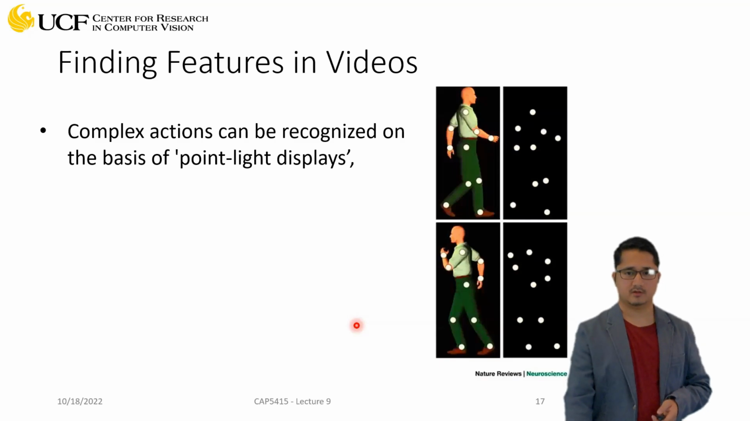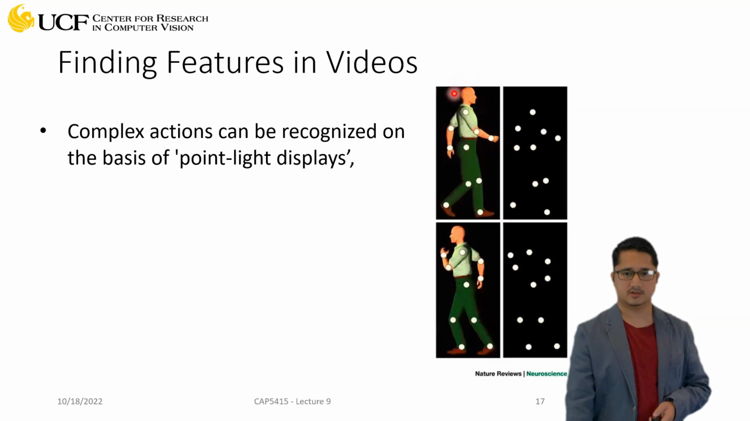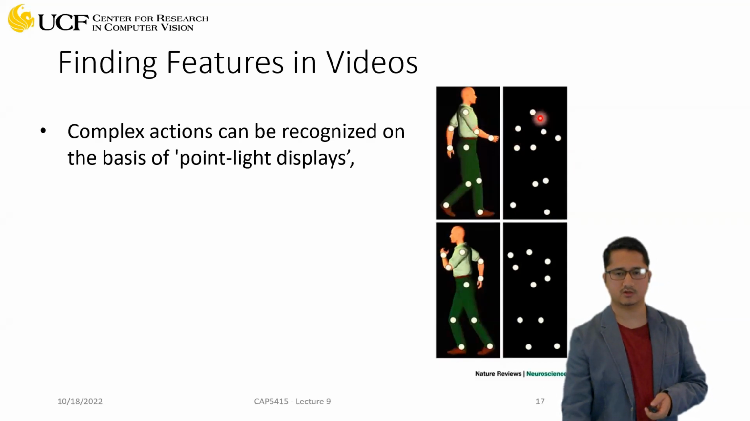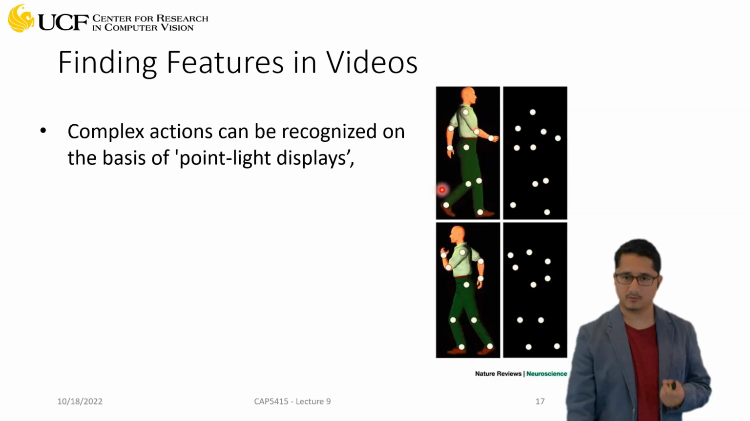So, for example, this is called point light displays. And what we do here is, let's say we have a person performing some action. We just identify the joint angles, okay? The joint angles of the human skeleton. And these white dots on the right are exactly showing that. So this was a very dense image, right? You have this person, so a lot of information here. But all we are interested in is just these joint angles.